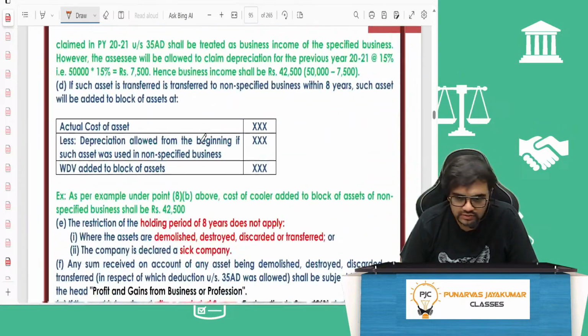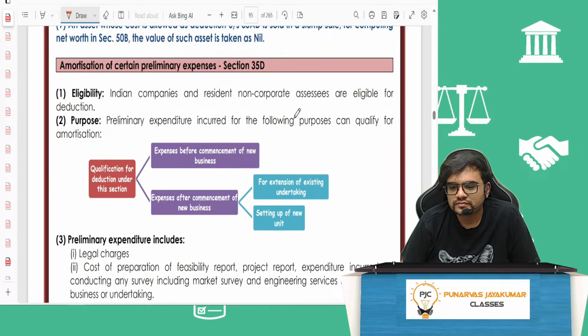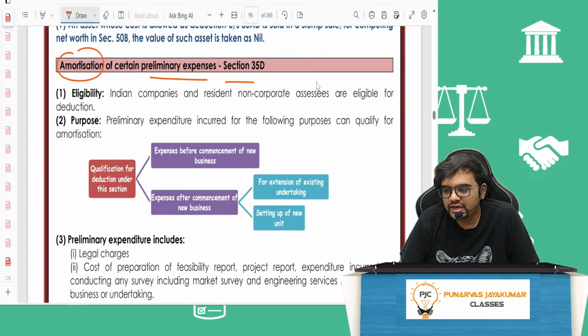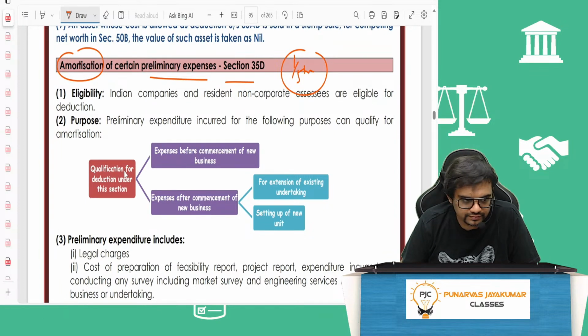Come to preliminary business. Amortization of certain preliminary expenses. Some preliminary expenses will not be taken into account. Some will be taken into account. Now these expenses, only these expenses will be covered. Other expenses will not be covered. Only these expenses will be taken into account. And how much deduction you will get? 1/5 every year. For how many years? 5 years.